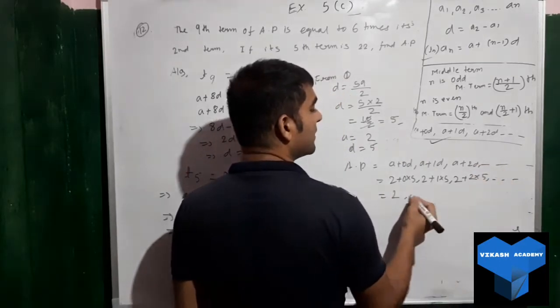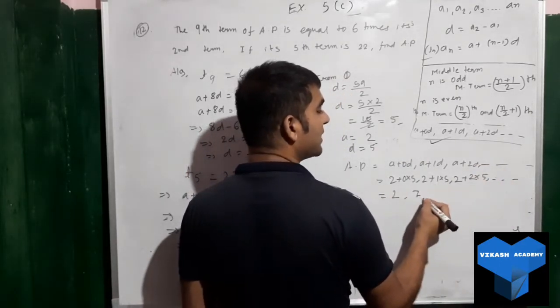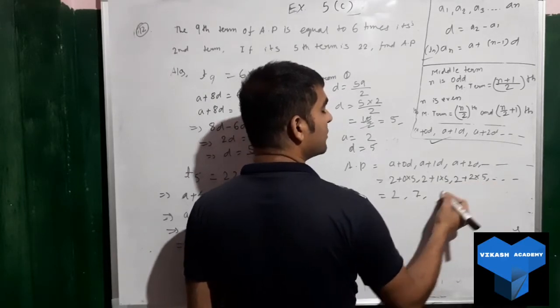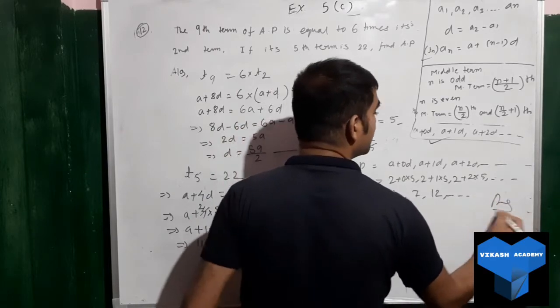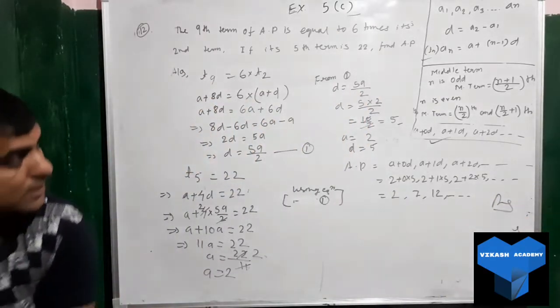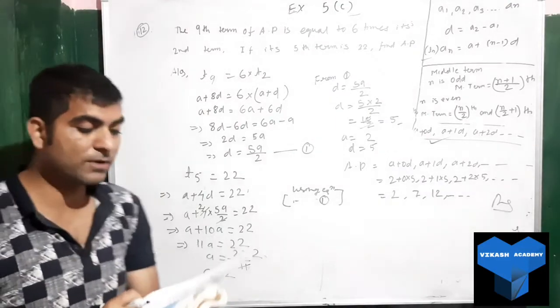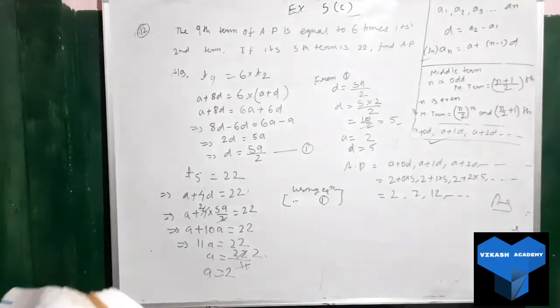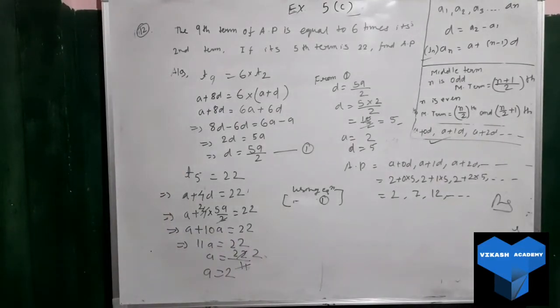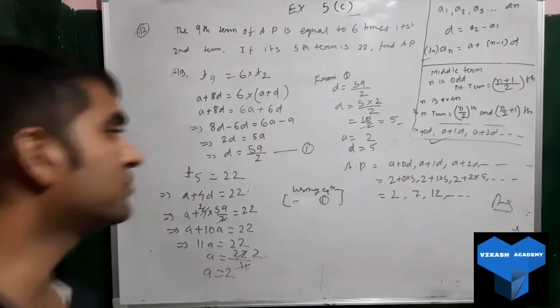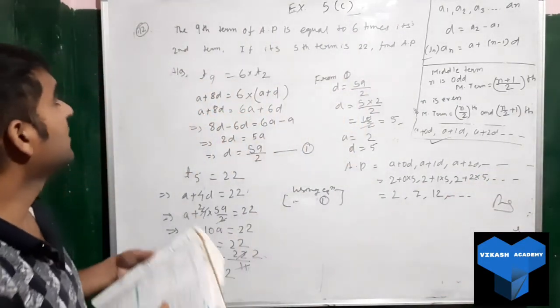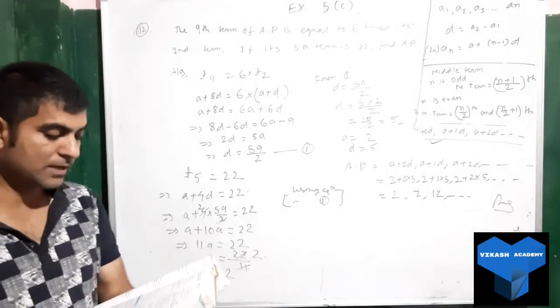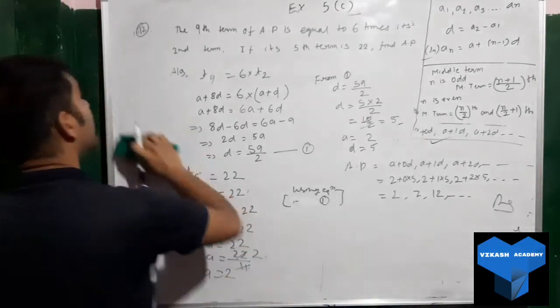Simplify these. 2, then 2 plus 5 is 7. Next, 5 times 2 is 10, plus 2 will be 12. I hope you understood this one. So this is your answer for question number 12: 2, 7, 12. You can find the next terms also. I just found the first 3. For the next ones you can write A plus 3D, A plus 4D, and so on. Okay, so is this clear? Now we will move to question number 13. It's the same, so we will try 13 now.